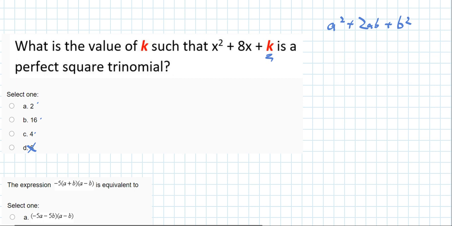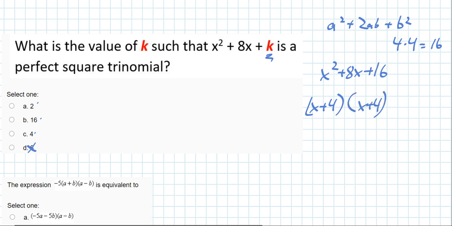So in order for this to work, we need to have this to be equal to 4 times 4. B squared is 4 squared. So that's 16. So our trinomial should be x squared plus 8x plus 16. Because when we break this down, it becomes x plus 4, x plus 4.